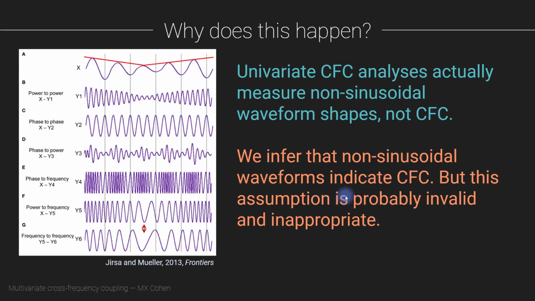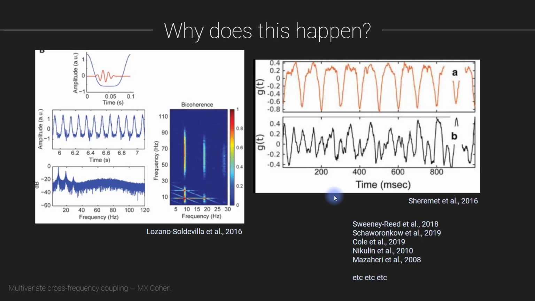Okay, so why do I claim that this assumption is probably invalid, or at least a little bit too far? It's a little bit inappropriate. Well, that's because we know from a lot of research collected over many decades that brain rhythms, or electrical brain activity, is rhythmic. It exhibits strong rhythms, narrowband frequency activity, but not necessarily pure sine waves.